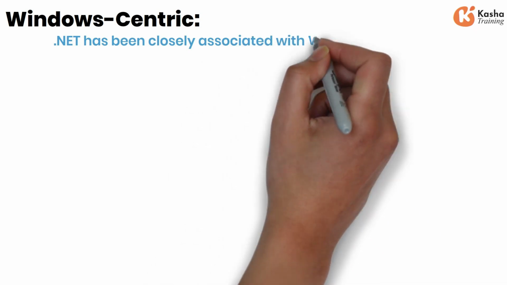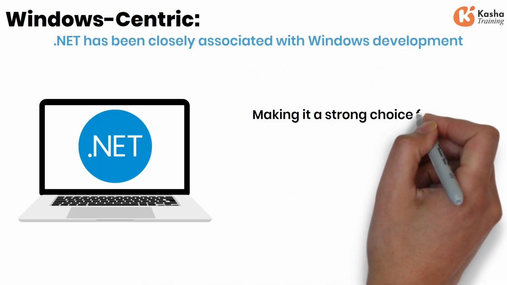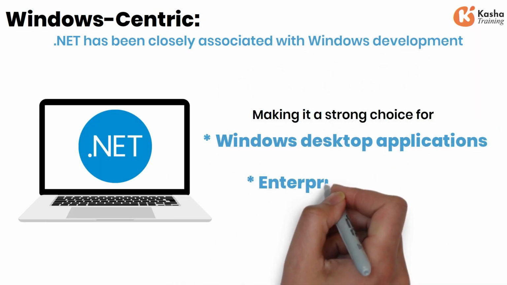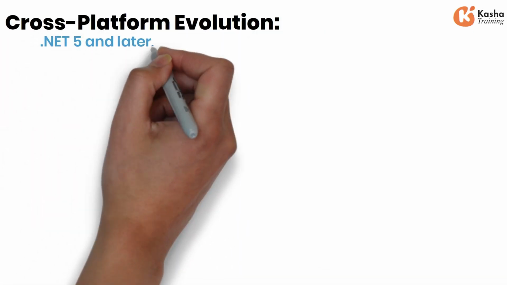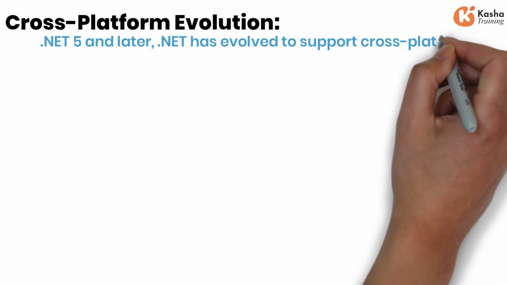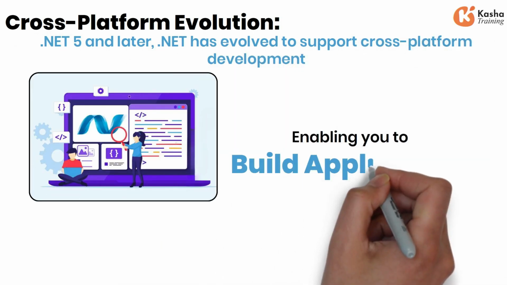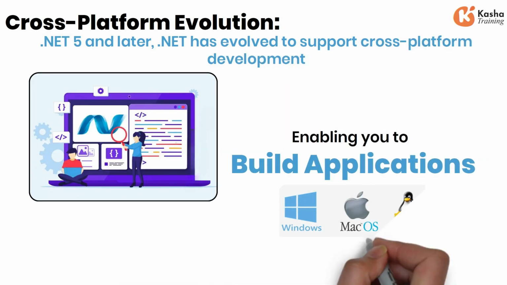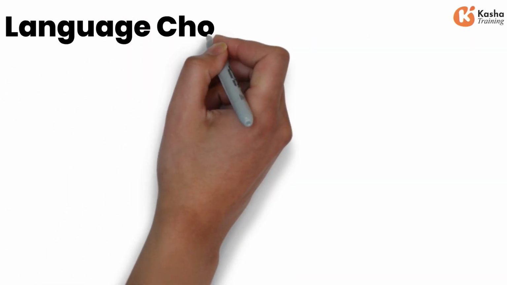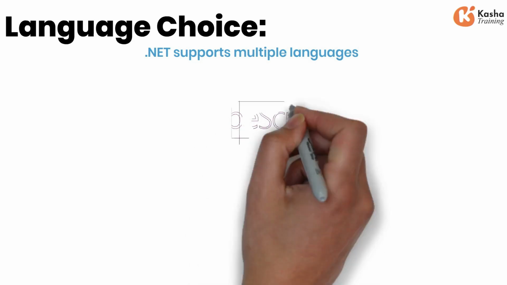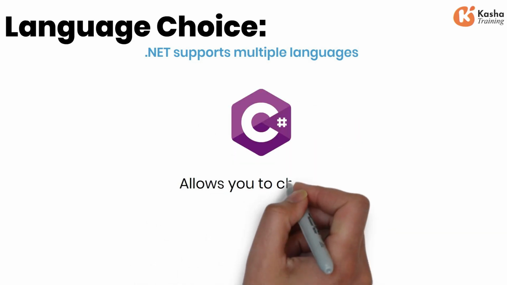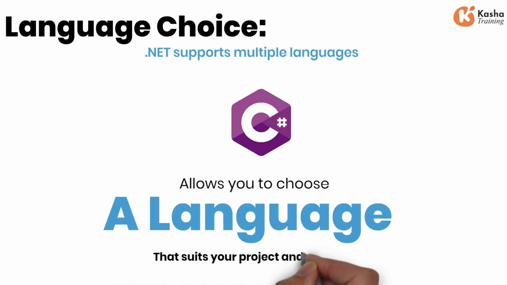.NET. Windows-centric. Historically, .NET has been closely associated with Windows development, making it a strong choice for Windows desktop applications and enterprise solutions. Cross-platform evolution. With .NET 5 and later, .NET has evolved to support cross-platform development, enabling you to build applications that run on Windows, macOS, and Linux. Language choice. .NET supports multiple languages, with C# being the most commonly used. This allows you to choose a language that suits your project and team.